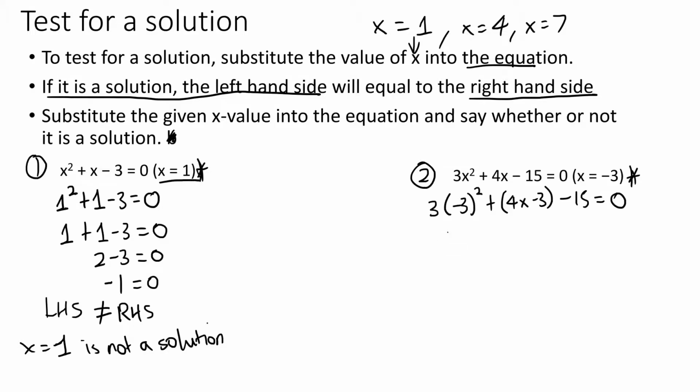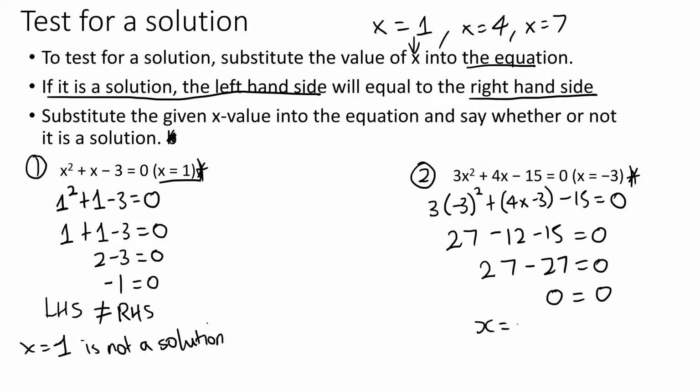So -3 squared is 9. 9 times 3 is 27. 4 times -3 is minus 12 minus 15. 27 minus 12 minus 15 is 0. 0 is equal to 0. So x equals minus 3 is a solution.